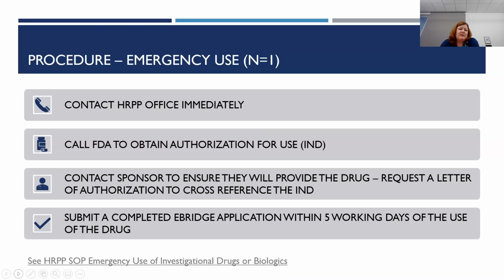So then emergency use is usually just quicker. So contacting the HRPP office, contacting the FDA. FDA can issue an IND over the phone and follow up with documentation after the fact. But usually you still need to have that assurance from the sponsor that they're going to provide the drug, and you need that letter of authorization. So that's where we're seeing the sticking point now, is actually the sponsor taking a little bit longer to respond to those requests. And so then finally the eBridge application we've mentioned.